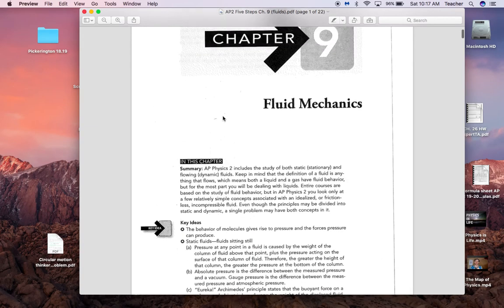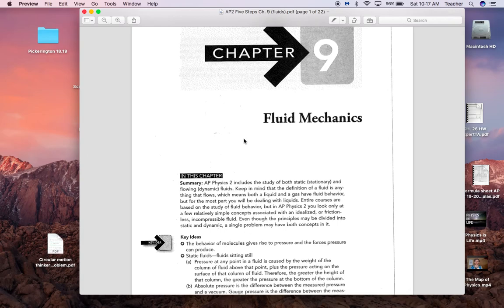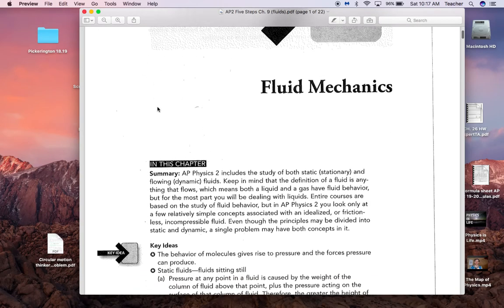So, big ideas from this. And I do think this is a pretty good chapter for sure. This goes along with your textbook chapter 13, a little bit of stuff in chapter 12. So big ideas.